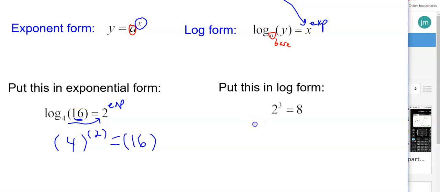Okay, let's put this one in log form. So log base, I don't have a base there, of a number equals another number. Let's figure out what numbers to put where. I start with the base. The base is down low, 2 is down low, so it's going to be log base 2. The exponent's always on the other side of the equation, so 3 has to go over here and 8 has to go here. So log base 2 of 8 must equal 3.